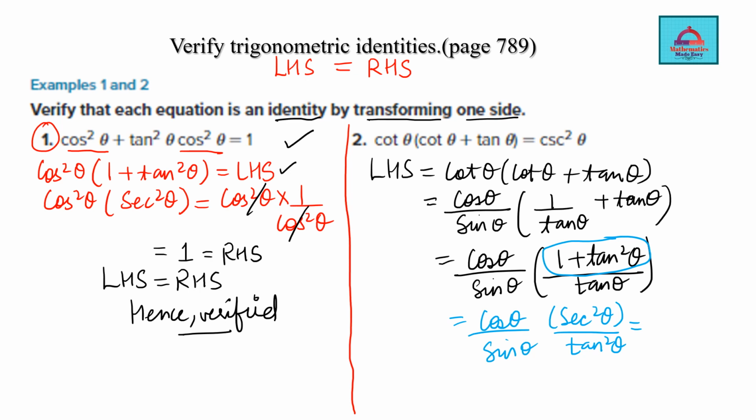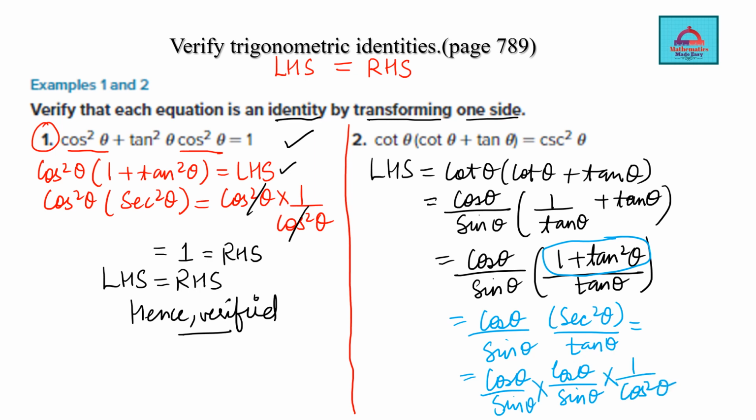In the denominator we have to correct this. It is only tan theta, not tan square. So 1 over 1 over tan theta is the same as cot theta. So we can write cos theta over sine theta multiplied with cos theta over sine theta, and secant square is the reciprocal of cos, so 1 over cos square.